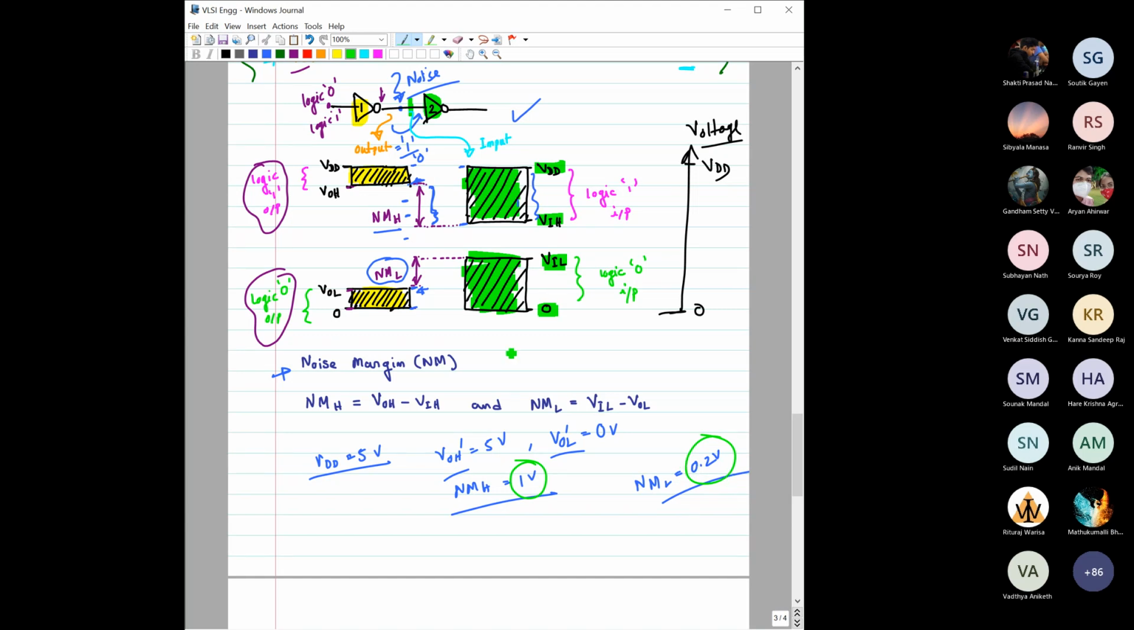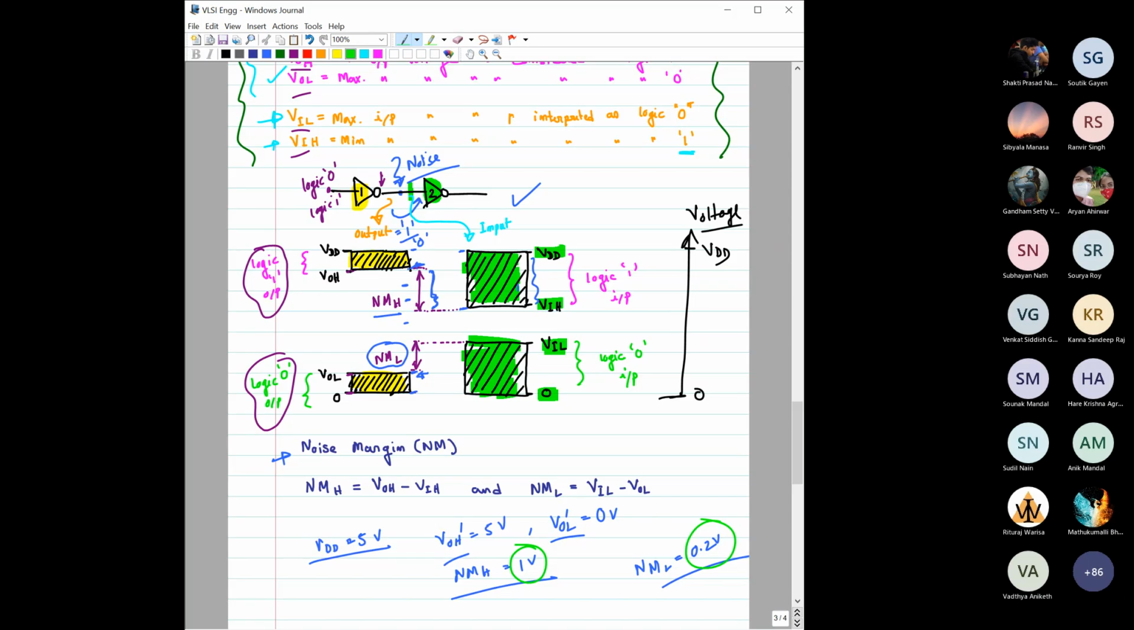So while you are designing any digital gate, it is expected the noise margin would be high, and at the same time the noise margin would also be symmetrical. Symmetrical in the sense means similar. If it is 1 volt, then that would also be around 1 volt. Please let me know if you have any question or doubt here.